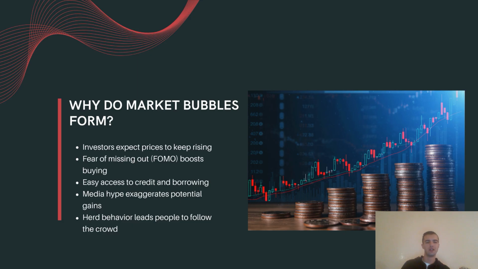We're going to move now to why market bubbles form. Why do market bubbles form in the first place? Here we have expectations of rising prices, fear of missing out, FOMO, easy access to credit, media hype, and herd behavior. Together, all these factors create a feedback loop. Rising prices attract more buyers, which pushes prices even higher and higher.